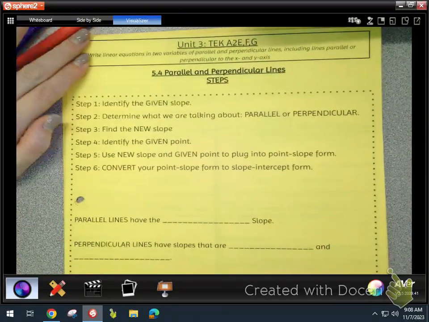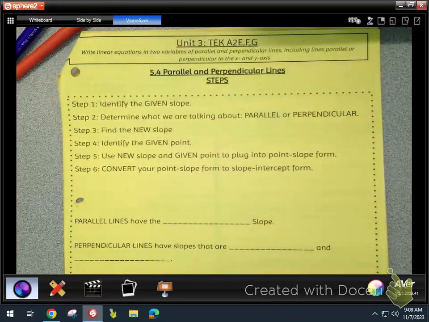So step 1 is you have to determine the given slope. They're going to give you a line. They're going to give you an equation. Might be in slope-intercept, might be in standard. We have to figure out what the slope of that is. We even had some problems on our homework where they gave you a graph, and we had to calculate the slope with a graph. Okay, so that's the first thing. What slope are we given?